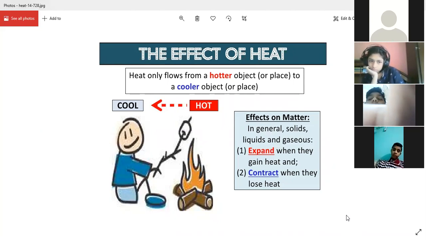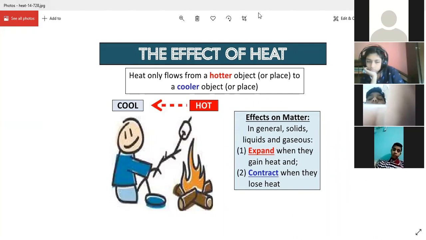Now over here, effects of heat on matter in general, solid, liquid, and gaseous. All right, they expand when they gain heat and they contract when they lose heat. Contract means to become small, expand means to get bigger. ठीक है ना? तो हम किसी भी मैटर की बात करें, whether we talk about solid, liquid or gases, it always expands when they gain heat. यानी कि वो जो अपनी position है उससे बढ़ जाते हैं, ठीक है, in their physical appearance, and they always contract. Contract means they collapse when they lose the heat.